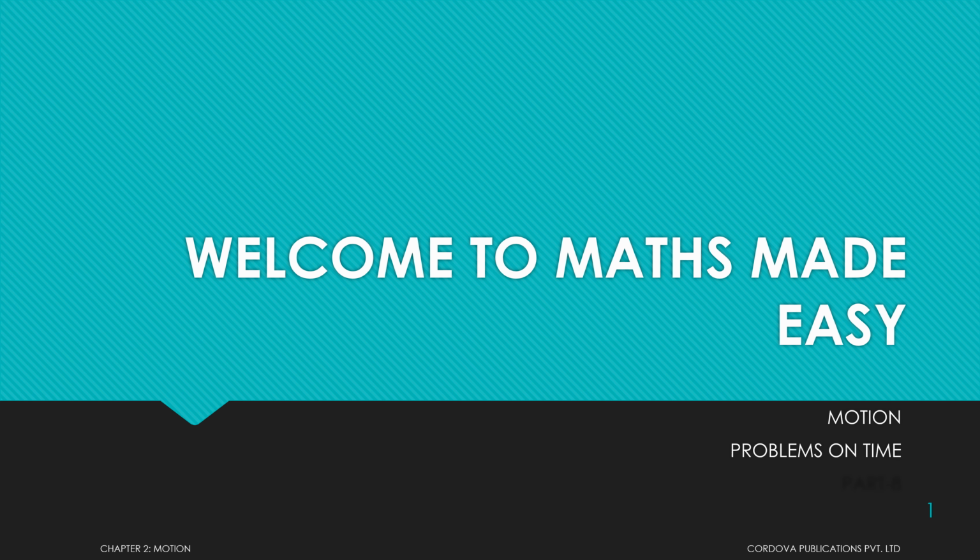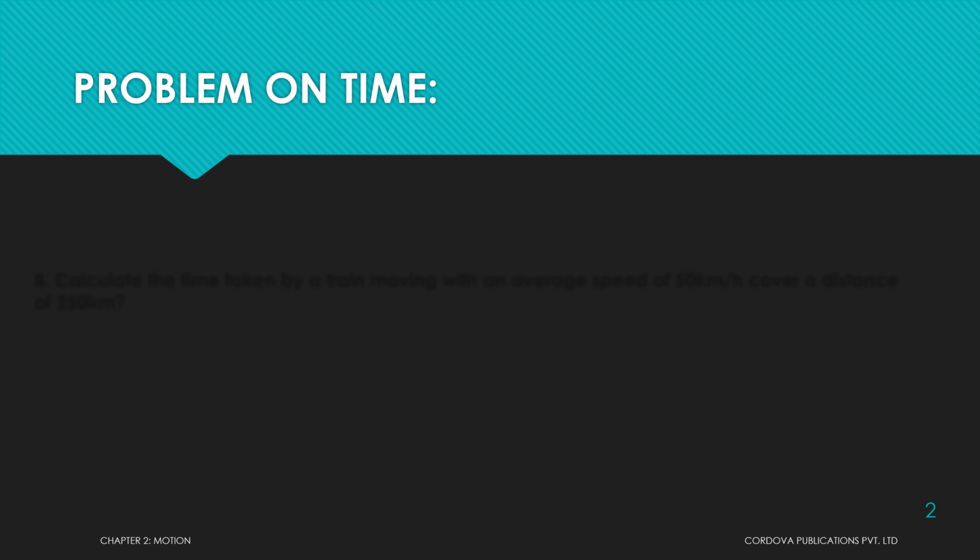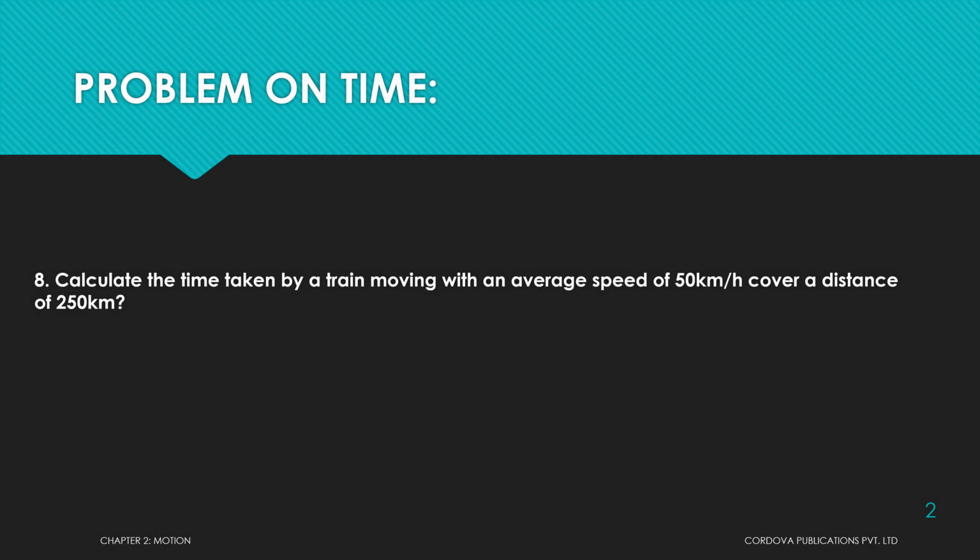Let's continue with motions problem on time part 8. Here is the eighth question. Calculate the time taken by the train moving with the average speed of 50 km per hour to cover a distance of 250 km. Here they are asking us to calculate the time taken by the train, right? How much time did it take? And they have given the additional information like average speed.